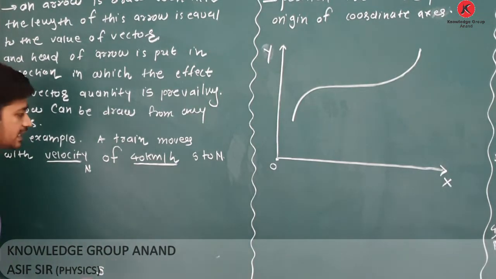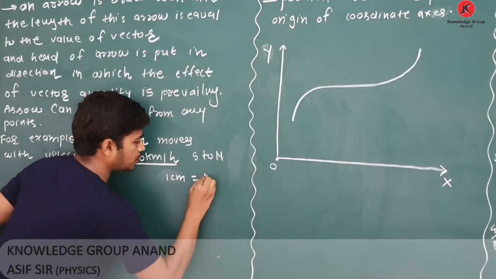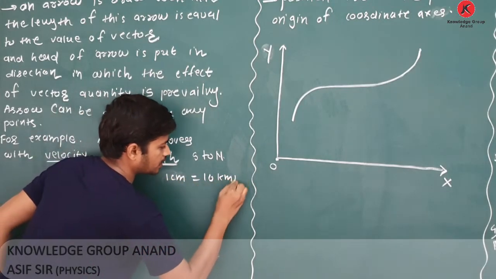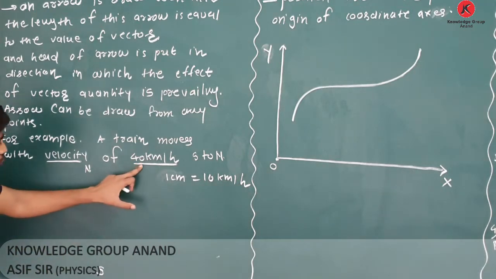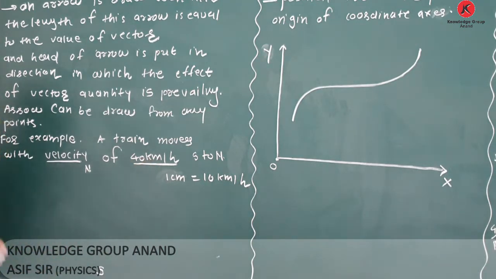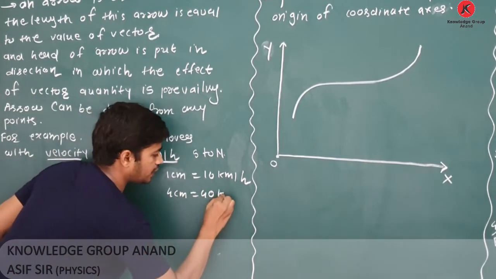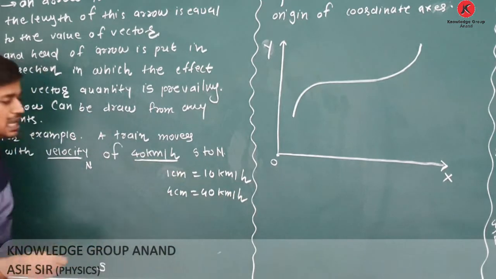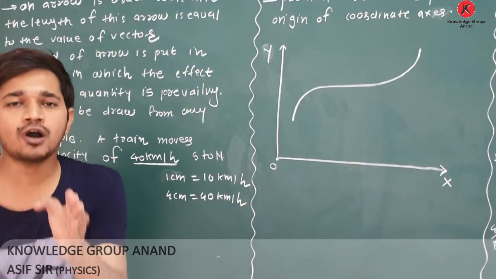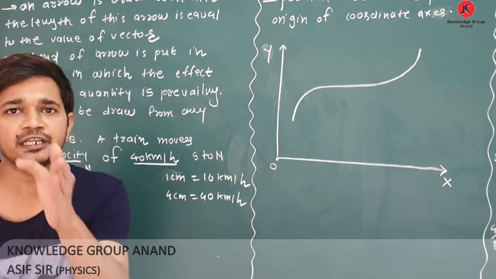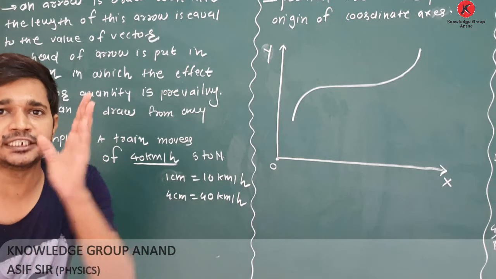For example, I am taking one scale here: 1 centimeter is equal to 10 km per hour. So 40 km per hour means 4 centimeter. Okay, 4 centimeter is equal to 40 km per hour. Means you have to draw an arrow of length 4 centimeter.